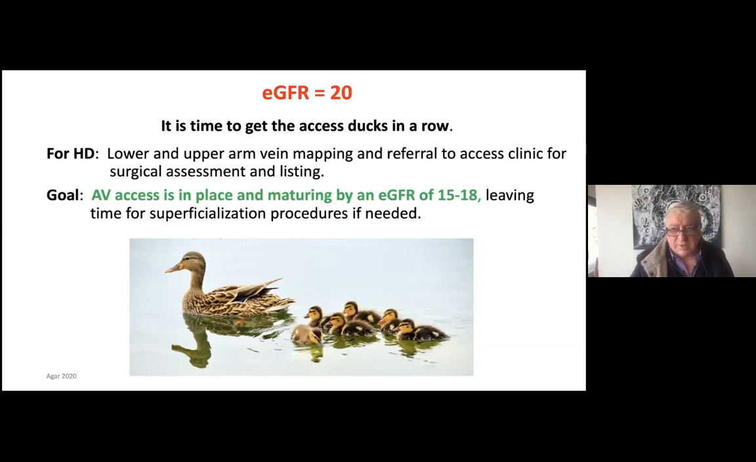In Australia, we use conventional vein, artery to vein access. We don't use grafts, and we rarely use catheters except to get out of trouble while an access is being revised. Our goal is AV access in place and maturing when the eGFR is around 15 to 18, leaving time for it to be superficialized if needed.